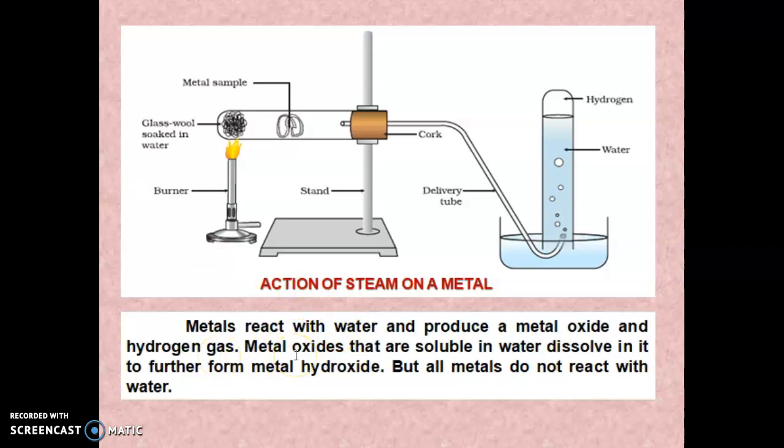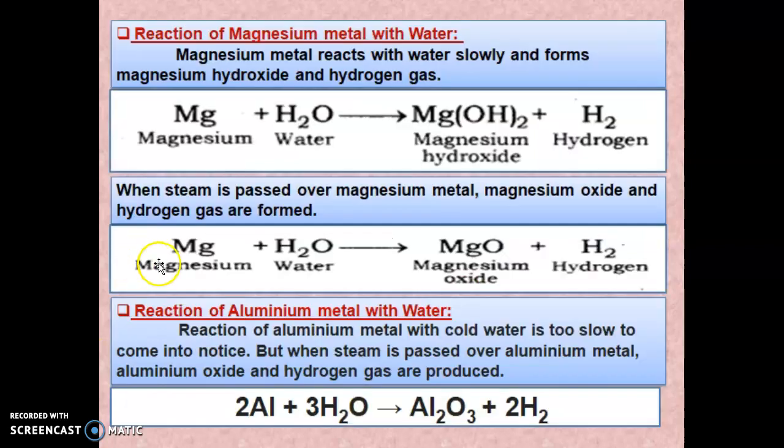When the oxide is soluble in the water, then it will form what? Metal hydroxide. Okay. The same you can see here. Magnesium, in this what happens? The magnesium oxide is not dissolved in the water, so it will form only magnesium oxide. Here aluminum oxide will also be formed.